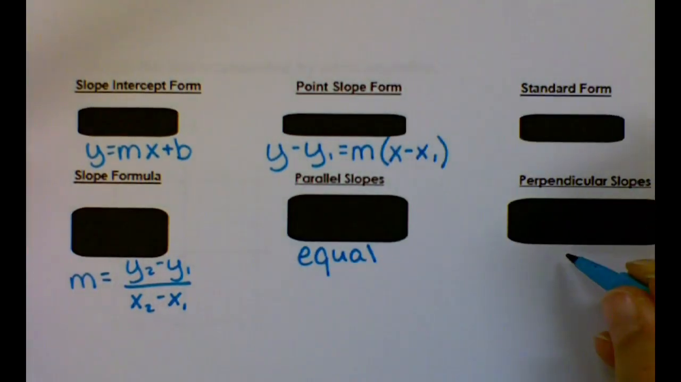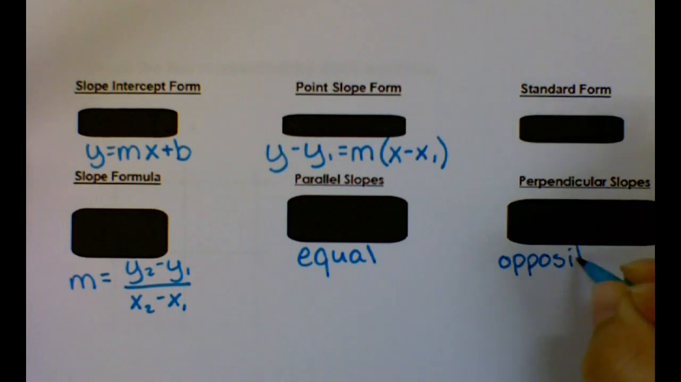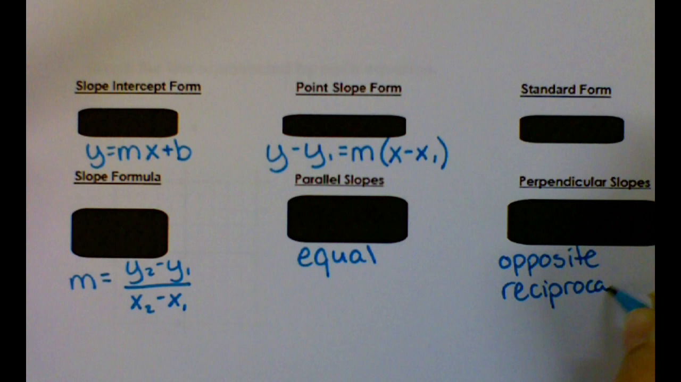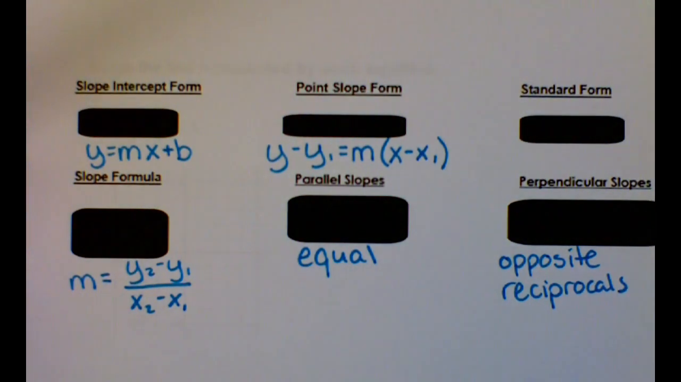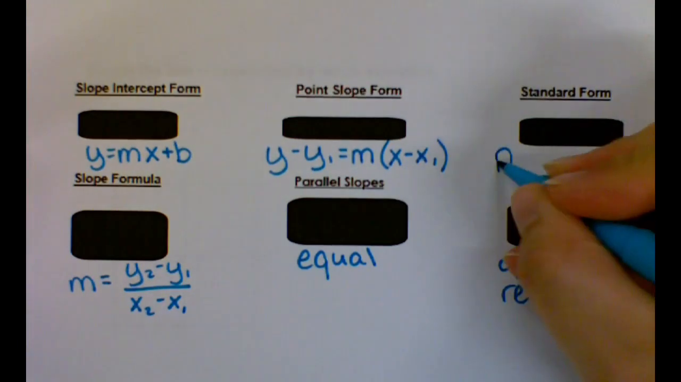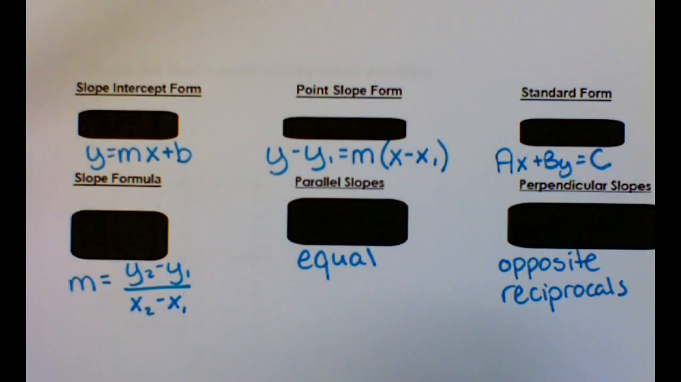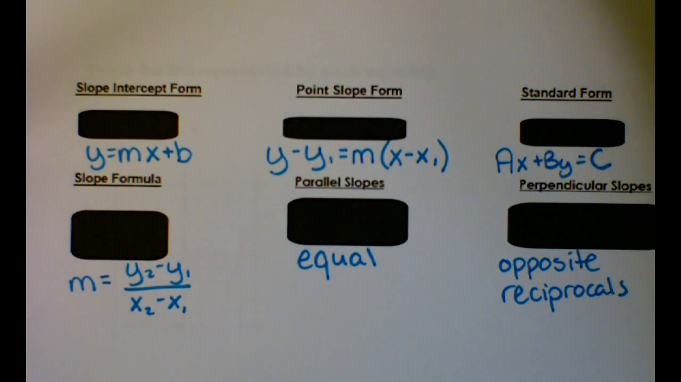Let's jump straight to perpendicular slopes. Those are opposite reciprocals. Remember that means change the sign, positive or negative, and flip the fraction over. And then standard form. We don't use standard form a ton, but it is ax plus by equals c, where a, b, and c are all whole numbers, and a has to be positive.